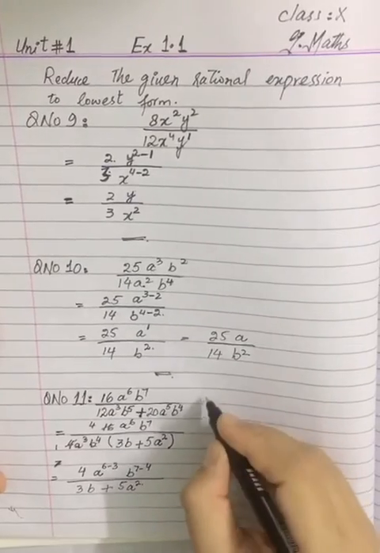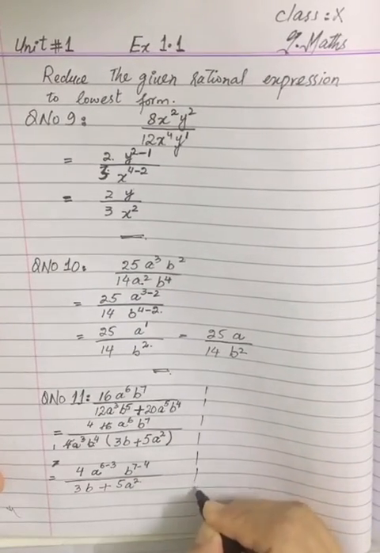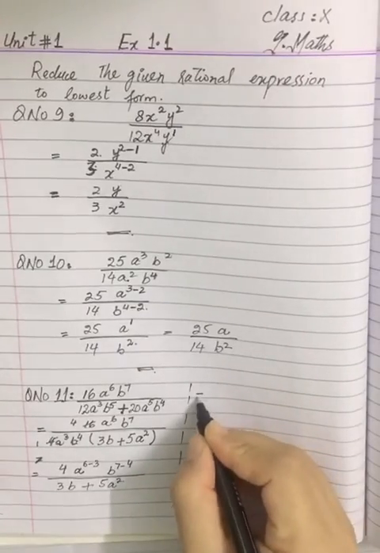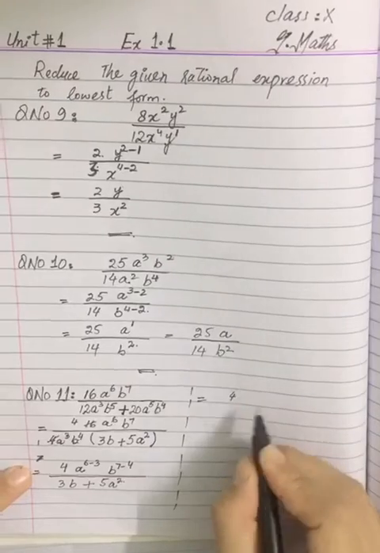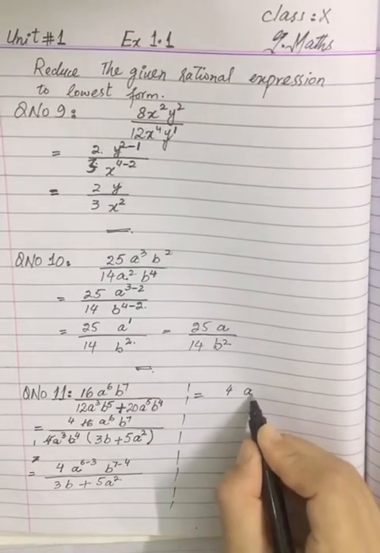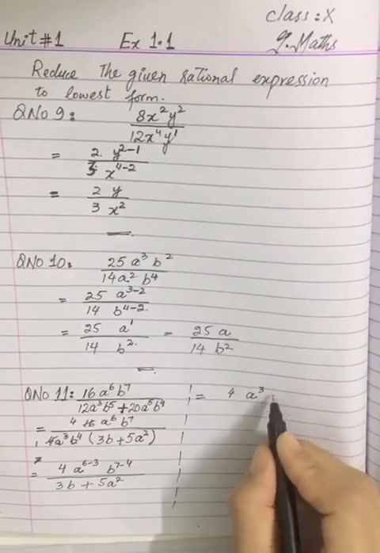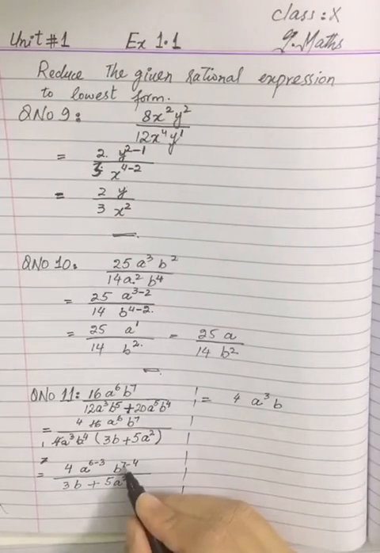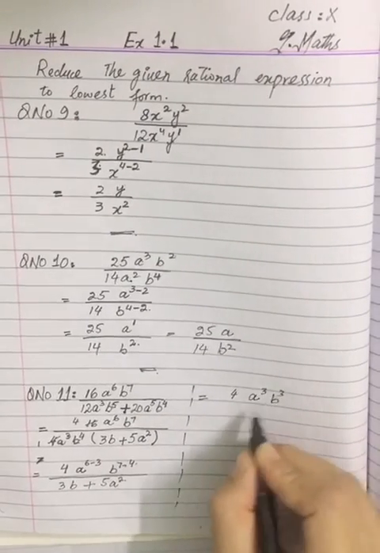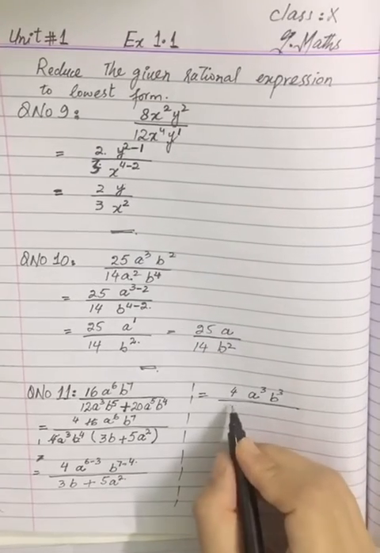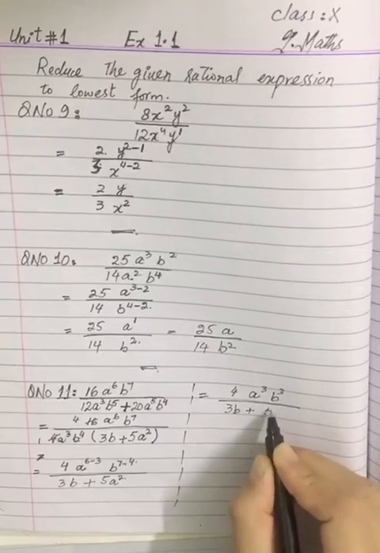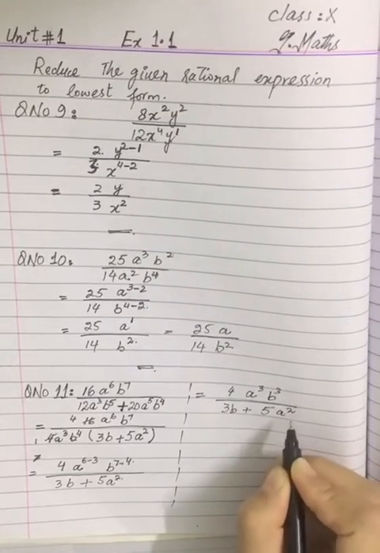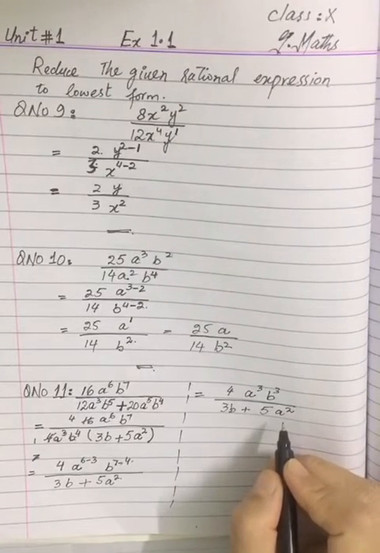Now I'm going to solve next. Here 4 a raised to power 6 minus 3 is 3, and b raised to power 7 minus 4 would be 3. A cube b cube by 3b plus 5a square, and this is our answer.